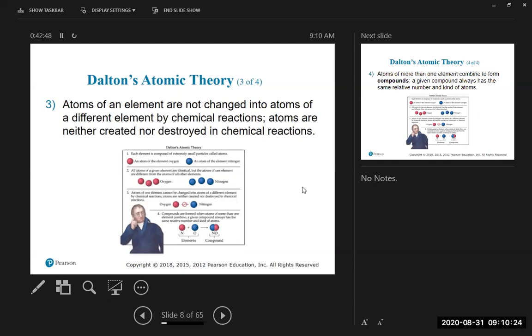And then atoms of an element are not changed to atoms of a different element by chemical reactions. Atoms are neither created nor destroyed in chemical reactions. So this goes back to the one law that we talked about, where you do a reaction and how the atoms are assembled together may change, but the fundamental atoms don't. So you're not taking a carbon atom and converting it to something else. It's still a carbon atom.